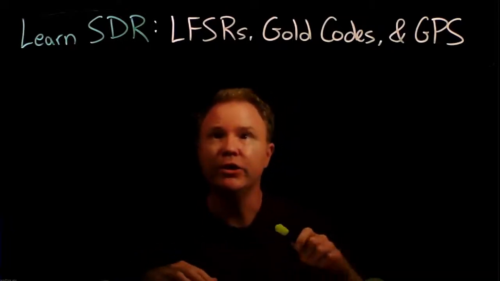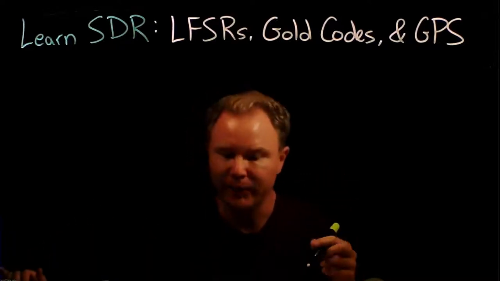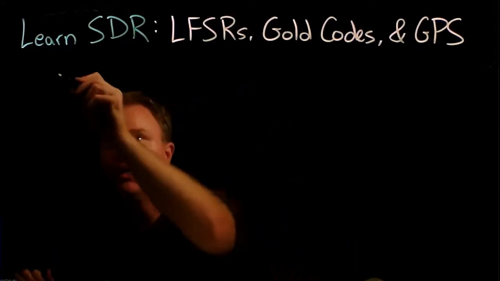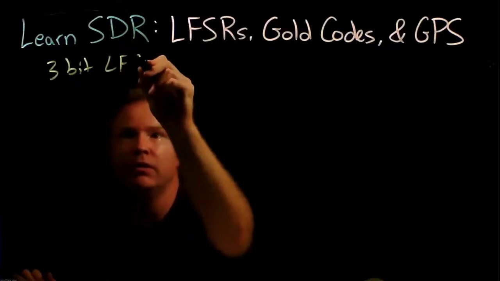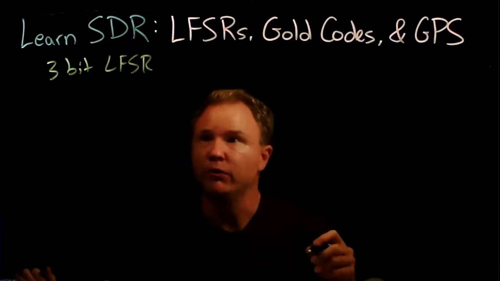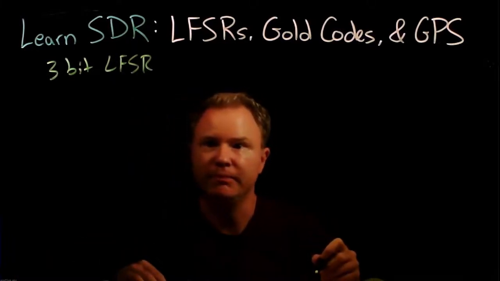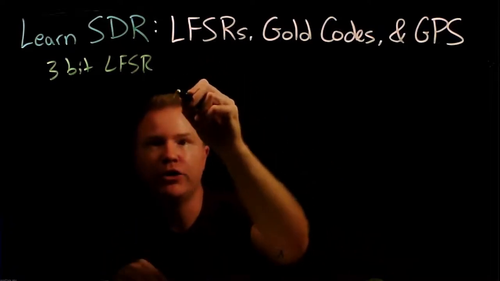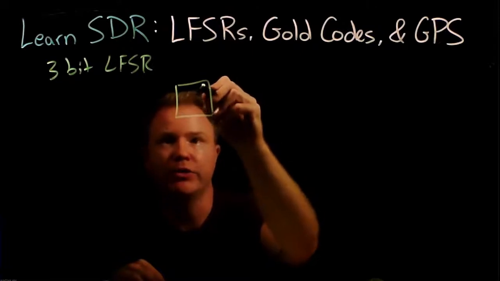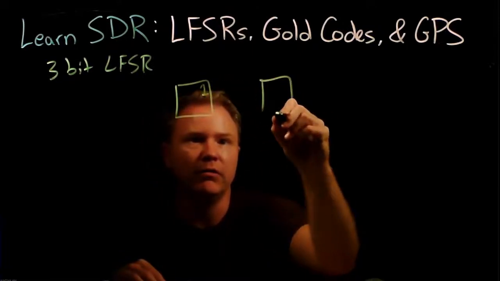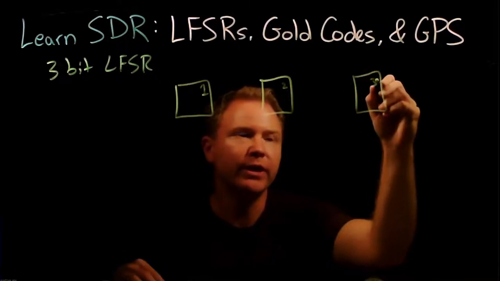So what is a linear feedback shift register? Well, I'll proceed by example. An example of a 3-bit linear feedback shift register is the following. Well, first you start with a shift register. And if you've taken any digital electronics or computer architecture type classes, a shift register is a bunch of registers. So I'm gonna call this one register one, register two. So these are single bit memory elements, register three.